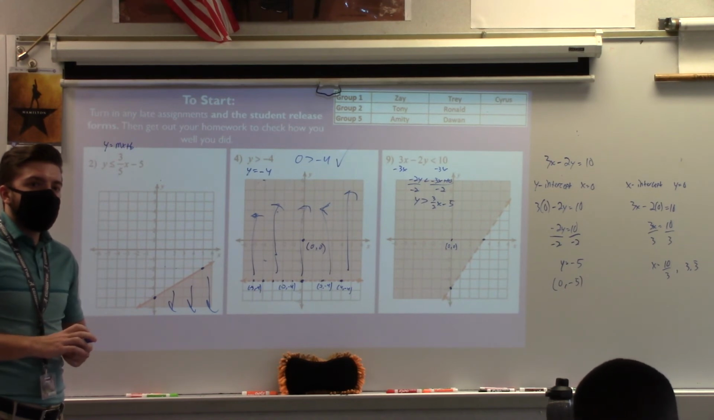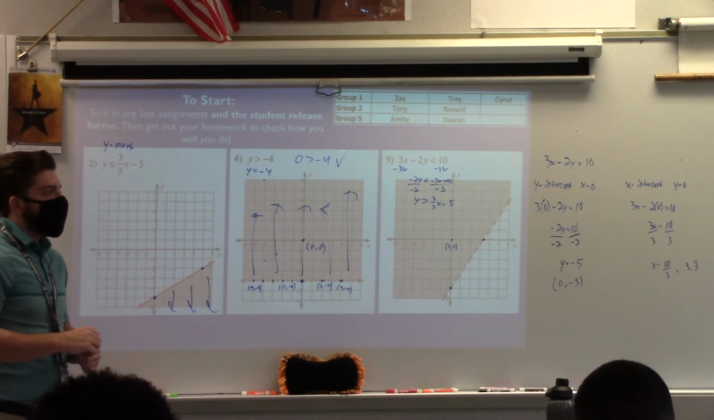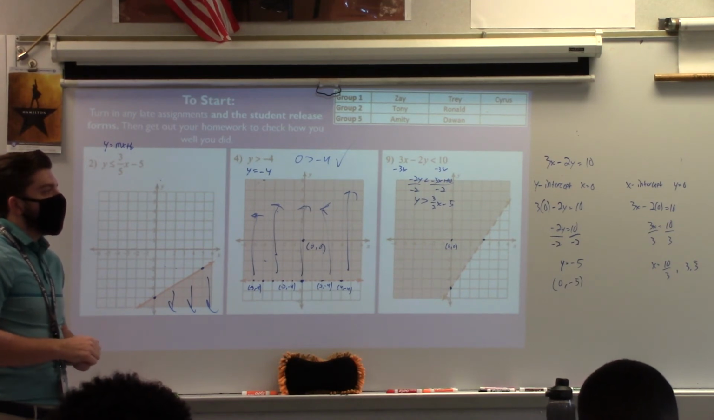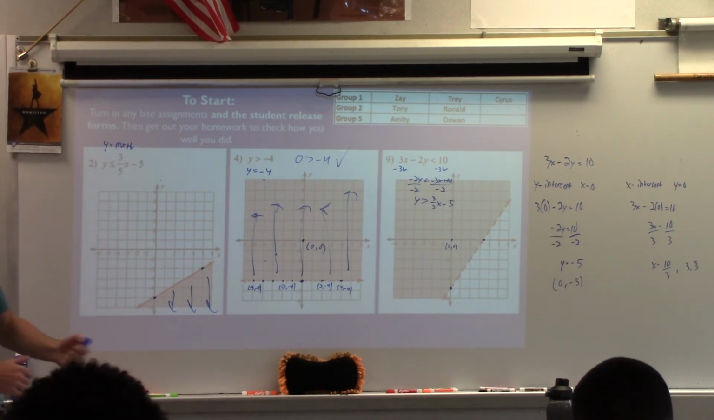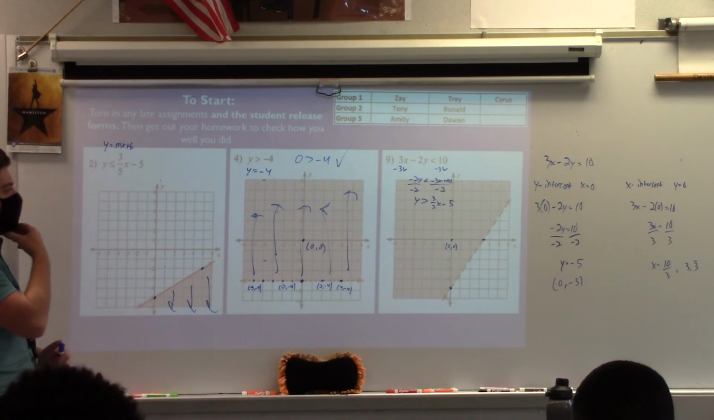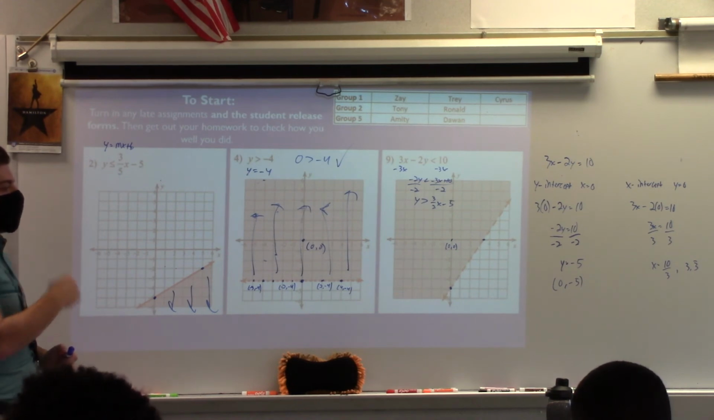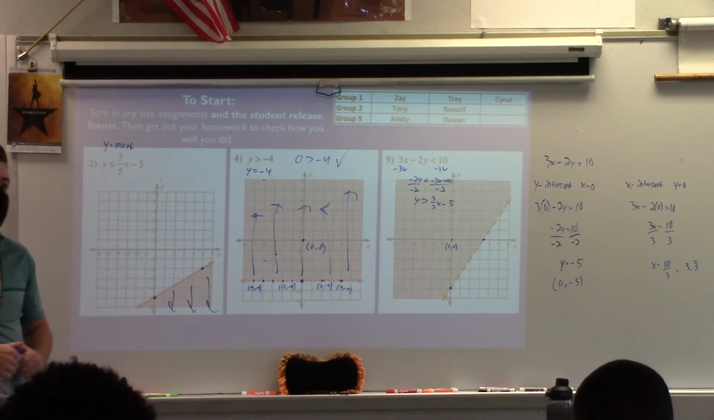Here's what I will say. Don't make it about a horizontal line. Don't make it about a vertical line. Make it about what points make the equation true, right? Y needs to be -4. It doesn't matter what x is. Y always needs to be -4. Does that make sense? Okay, well, we gotta keep going.